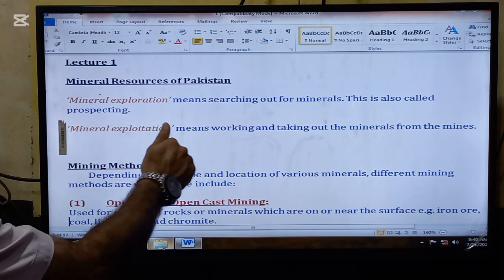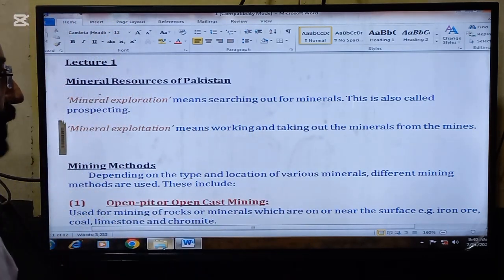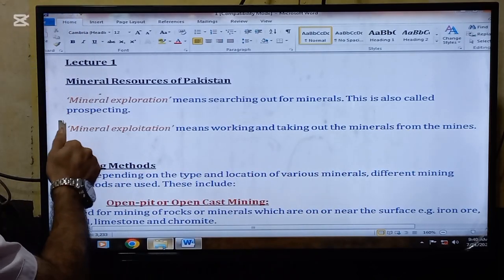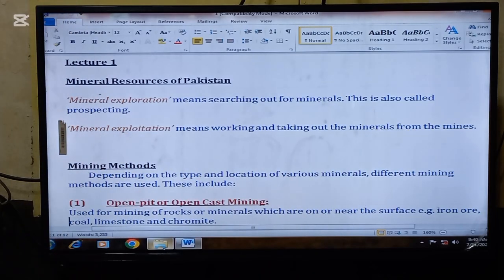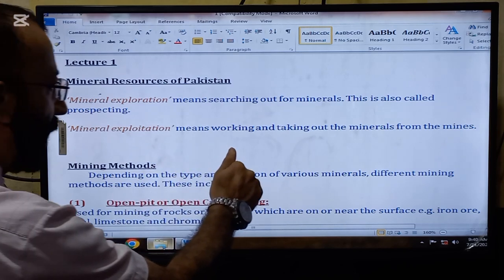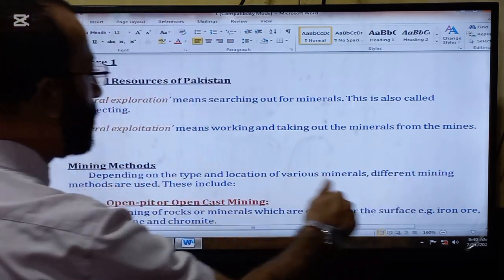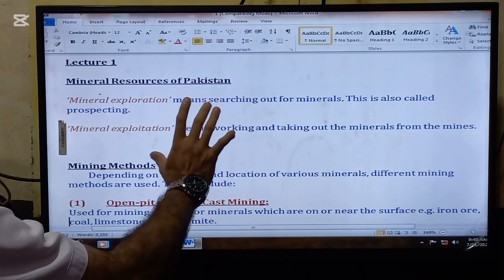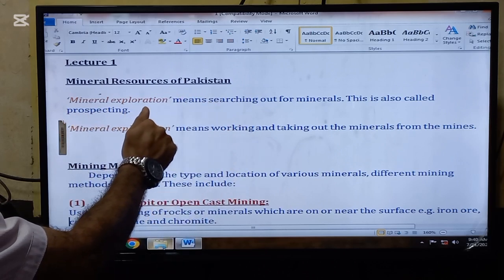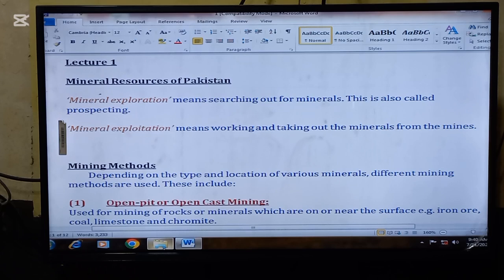Mineral exploration means searching out for minerals. This is also called prospecting. Mineral exploitation means working and taking out the minerals from the mines. So you have to learn these definitions of mineral exploration and mineral exploitation.